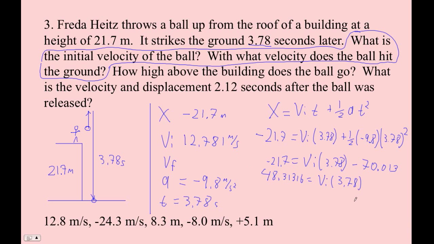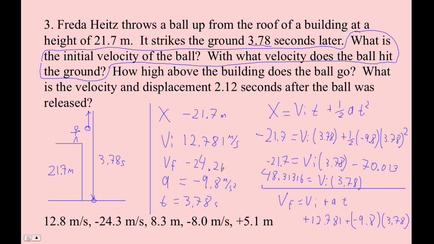Okay, and then it says what is the velocity that it hits the ground, and it's not zero. It's always like right before it hits the ground is what we're talking about. So now we're set. I'm going to use VF is VI plus AT. And this isn't so hard. Positive 12.78 plus negative 9.8 times 3.78. So I'm going to go that guy minus 9.8 times 3.78. And I get negative 24.2627 meters per second.